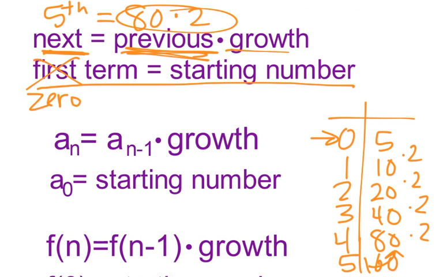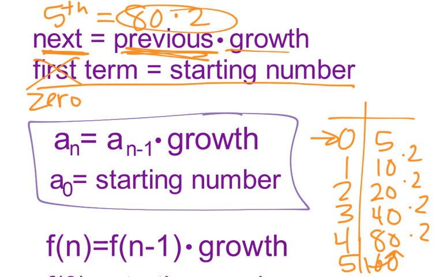Now, the only difference between this geometric version and the arithmetic version is that the arithmetic just has a plus here or a minus there instead of a multiply. Everything else is pretty much the same. Alright, so let's take a look at a few examples.